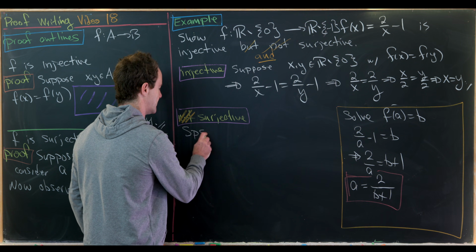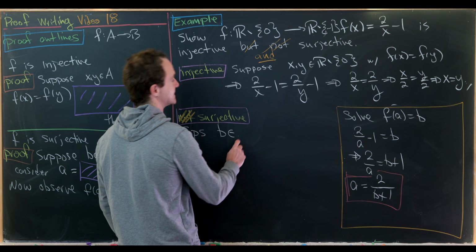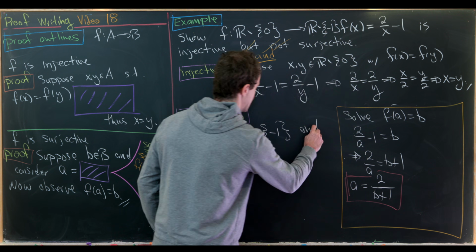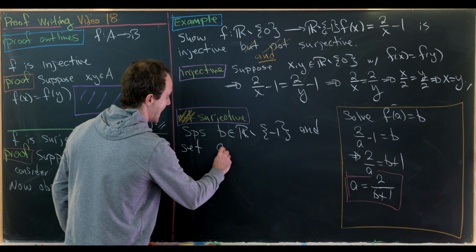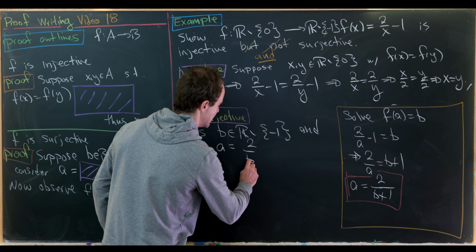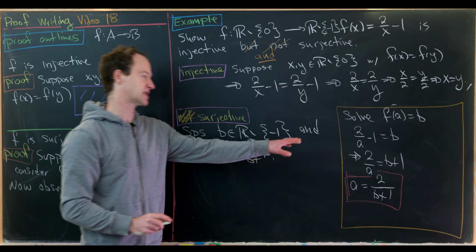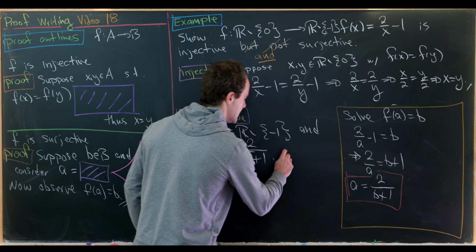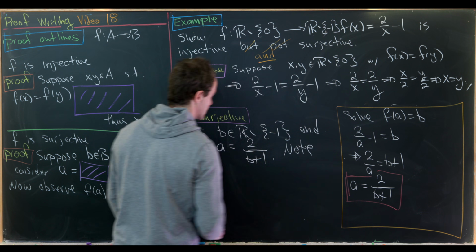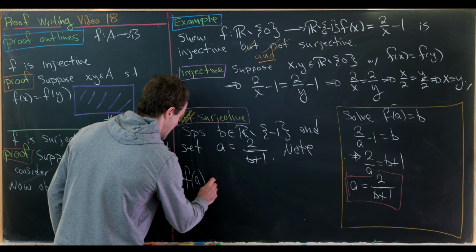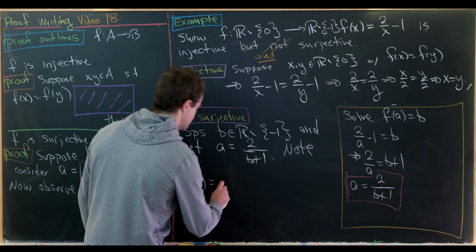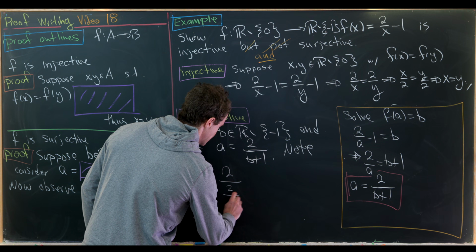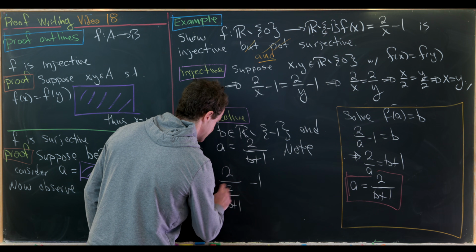So let's suppose that b is from the set R minus {-1}, and then let's set a equal to 2 over b plus 1, based off of that side calculation. Okay, now from here, let's do our final calculation. So we have f of a, so that's going to be equal to 2 over a, but that's going to be 2 over (2 over b plus 1) minus 1.